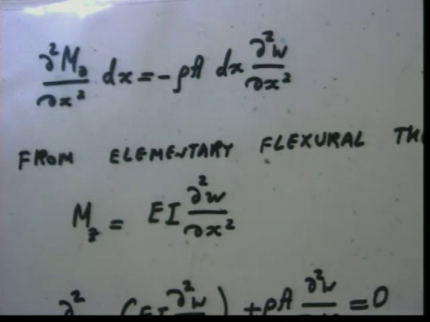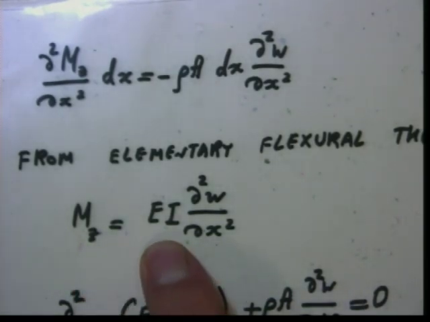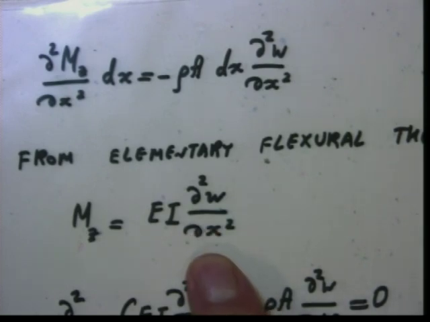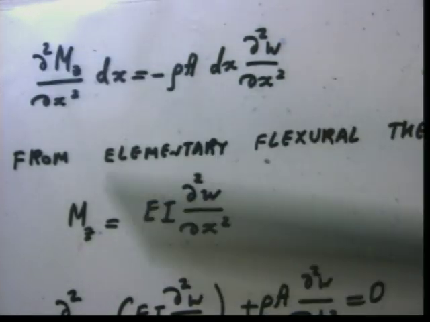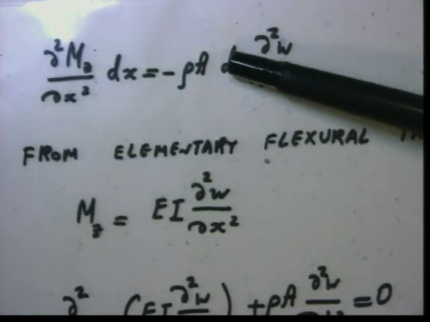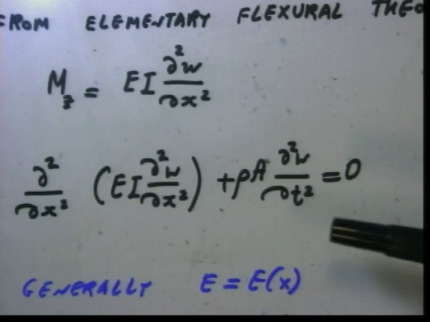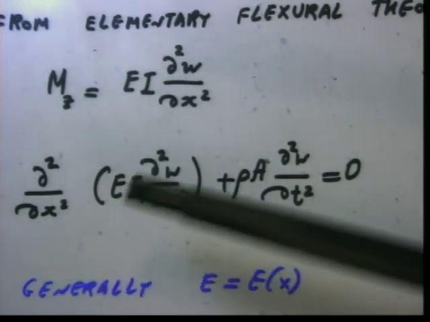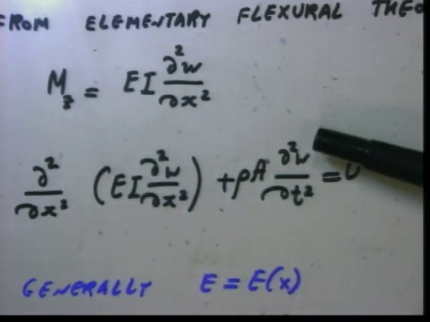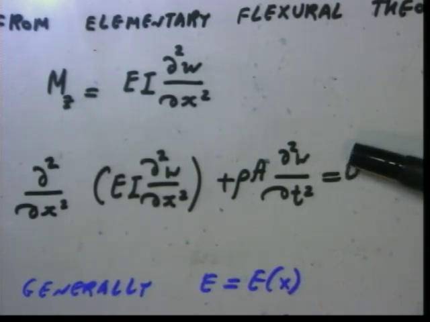Okay, now we are using what I was talking about: that moment itself is EI times the second derivative of w with respect to x. So this should be substituted here, and the dx's are gone, because dx here, dx there. So we get, look, that is a governing differential equation: second derivative of EI second derivative of w plus rho A d2w/dt squared equals 0. You may want to write down, this is a general equation for beam vibration.